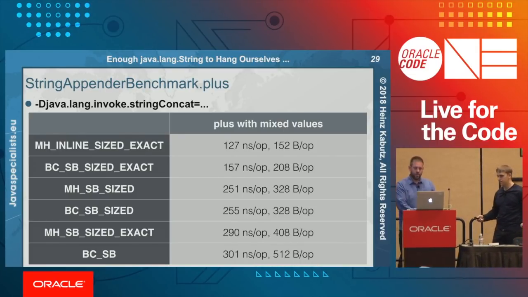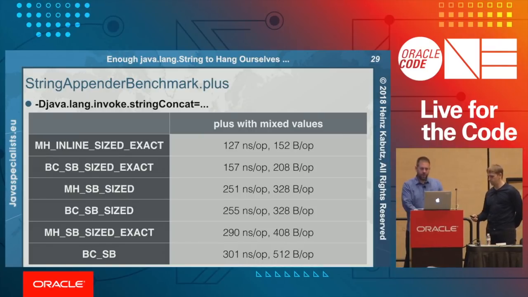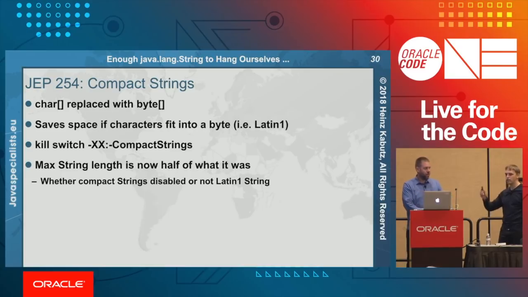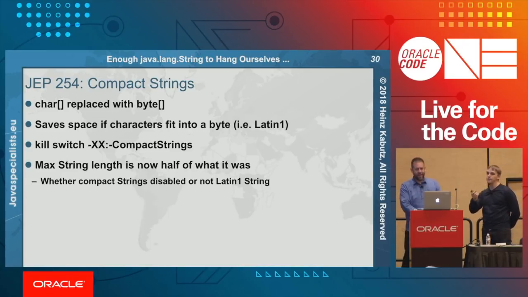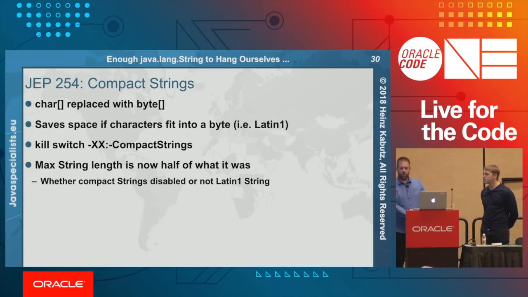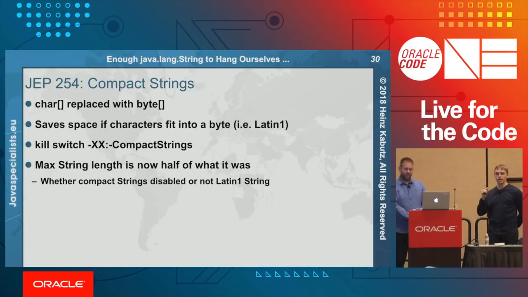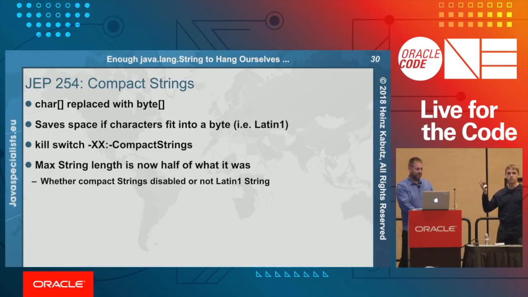Awesome. Okay, let me go next. String concat. I already told you about the byte array. There is of course also a kill switch where you can turn it off. Why would you want to do that? Well, because there are some interesting caveats to the thing. You notice, for example, just one example, when you create a string from a character array and compact strings are on, which is the default in JDK 9+, there is an attempt to compress the string.